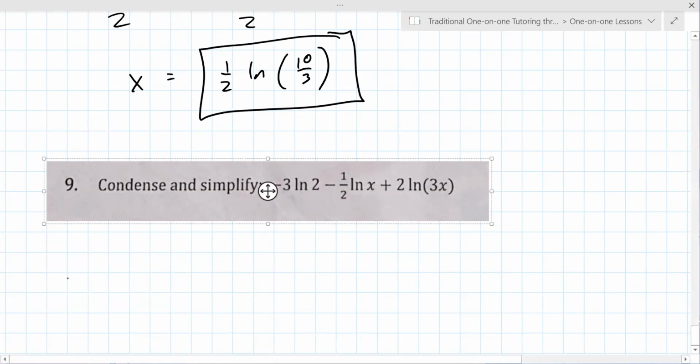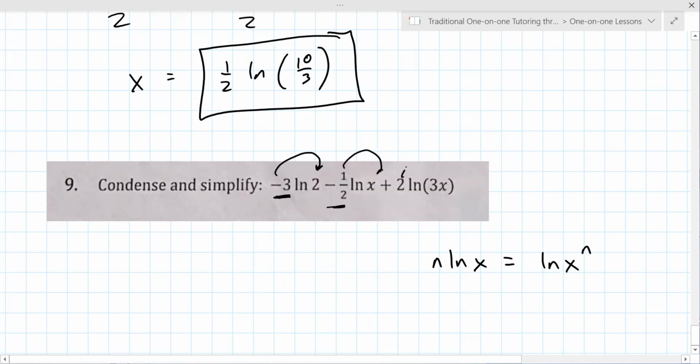So the first property we're going to use is n natural log of x equals natural log of x to the n. This is the one where you move the number out in front up as an exponent. So you get natural log of 2 to the minus 3 power. Now it's your choice. You actually can decide here, do you want to make this minus 1/2 the exponent, or do you want to do just the 1/2 as the exponent? Just the 1/2. Okay, so minus natural log of x to the 1/2 plus natural log of 3x squared.